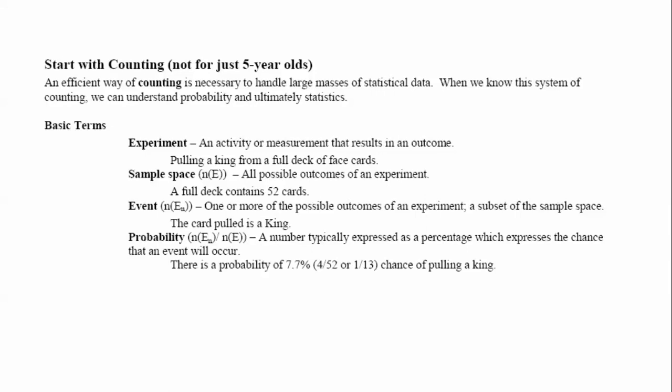So what is the probability of pulling a king out of a deck of playing cards? There are 4 kings in a deck of playing cards, so 4 divided by 52 is 1 out of 13 again. We could say that it's 7.7%. However, that is rounding, because it's not exactly 7.7%.